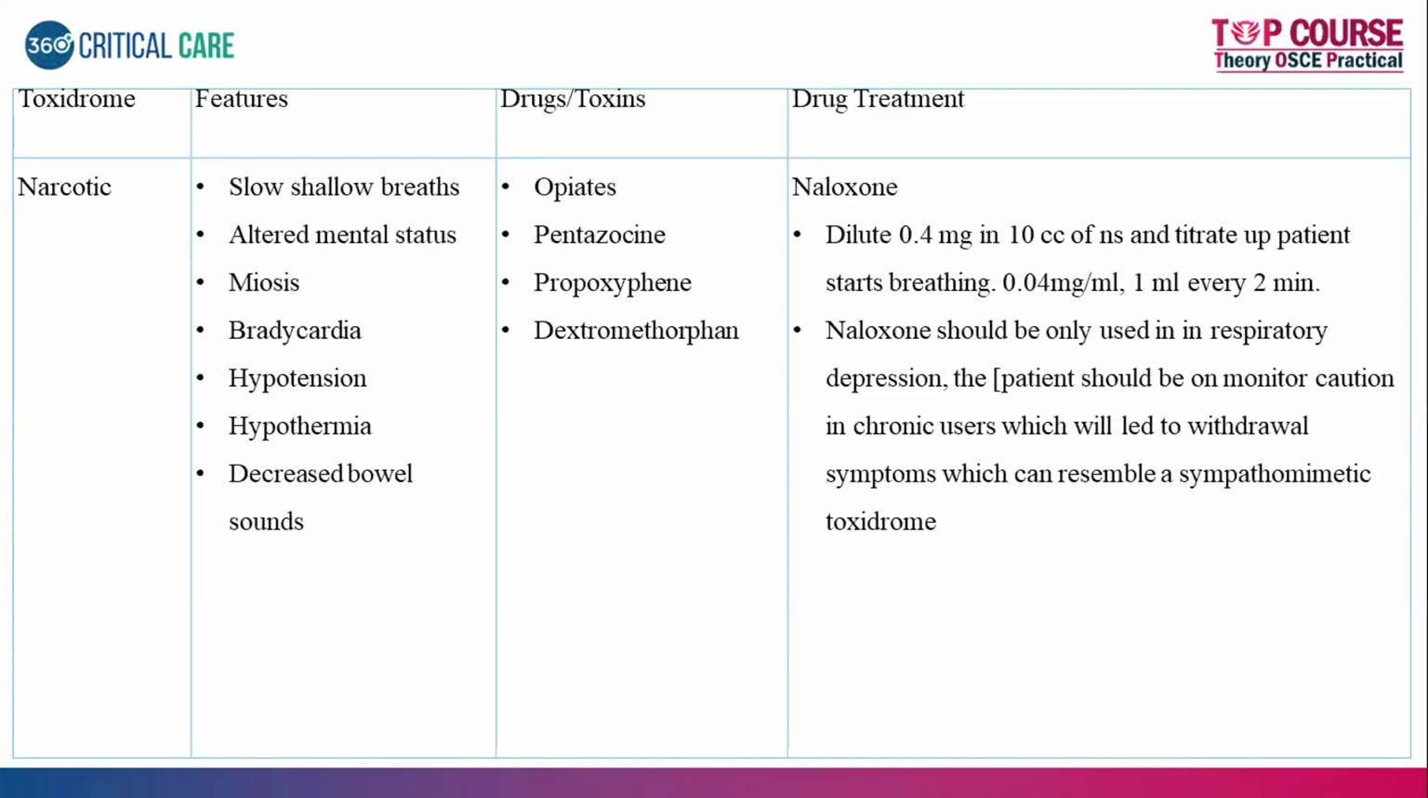So the dose of naloxone is you need to dilute 0.4 mg in 10 cc of NS and titrate the patient till the patient starts breathing. Each ml contains 0.04 mg, so you have to give 1 ml every 2 minutes.